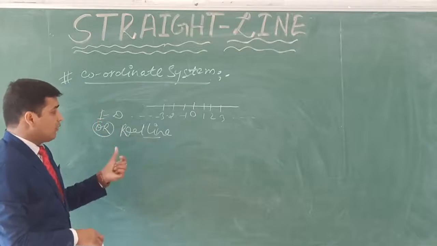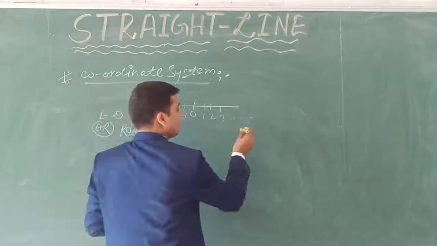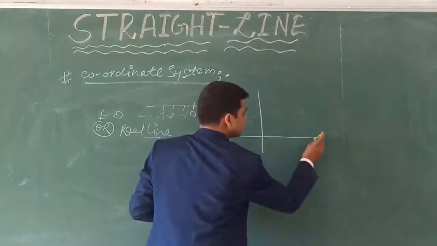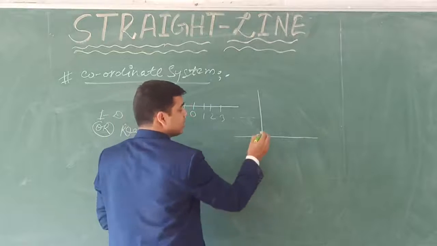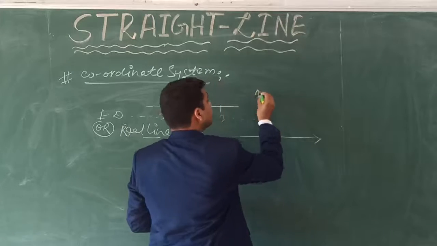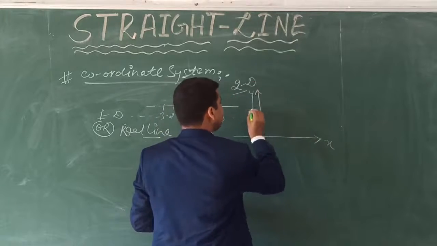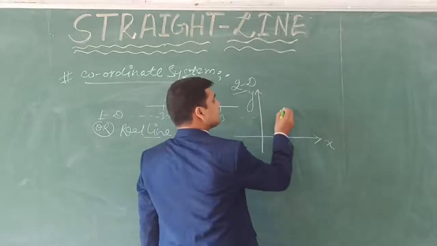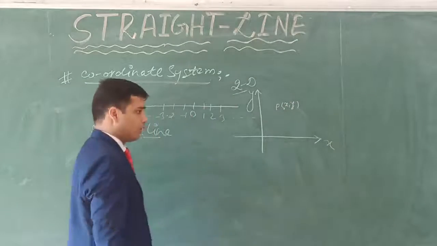Now if I draw a line which is perpendicular to this line, suppose this is a line and I draw a line perpendicular to this line, then it will become 2D, means two dimensional. This is the x axis, this is the y axis. Now see this here. Suppose I consider a point P here. The coordinate of this point is x comma y.